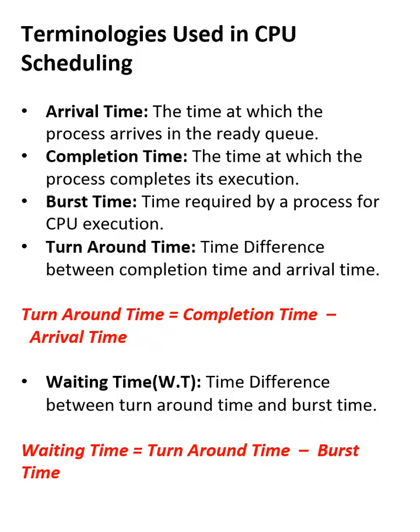So we have a formula: turnaround time is equal to completion time minus arrival time. Waiting time is equal to turnaround time minus burst time. By using this, we are going to see the problems.